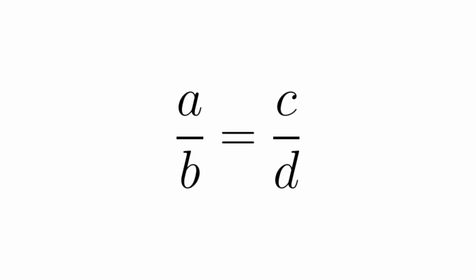Here's a really neat trick if you've got fractions both sides of an equal sign. It's called cross multiplying. This is what I mean by two fractions on either side of the equal sign. And what we're trying to do is to get rid of those fractions.